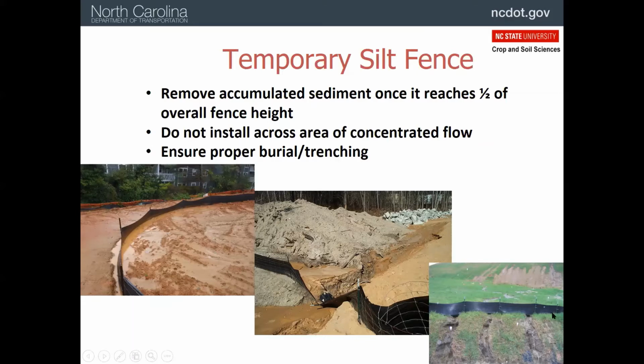And here's a case where the silt fence was not buried correctly, and so we had blowouts here and there, and as a result we have concentrated flow, and so now we've got gullies forming on the downhill side. So this is why we need to be really careful about how we bury that fabric.